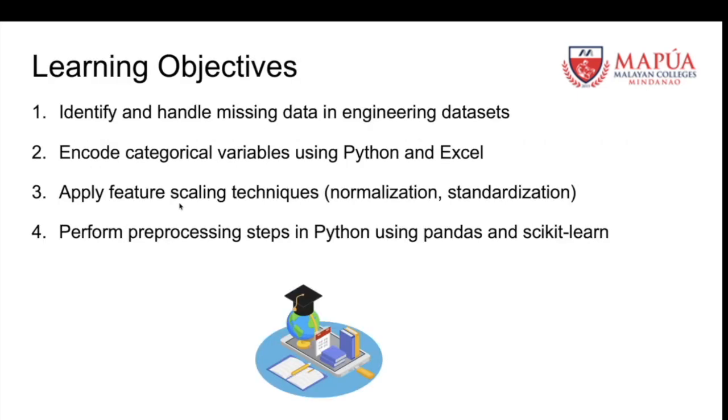So for today's lesson, these are our objectives. We're going to identify and handle missing data in engineering datasets, encode categorical variables using Python and Excel, apply feature scaling techniques, which are normalization and standardization, and perform pre-processing steps in Python using the libraries pandas and scikit-learn.